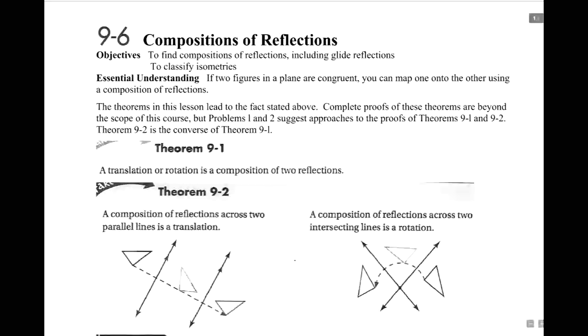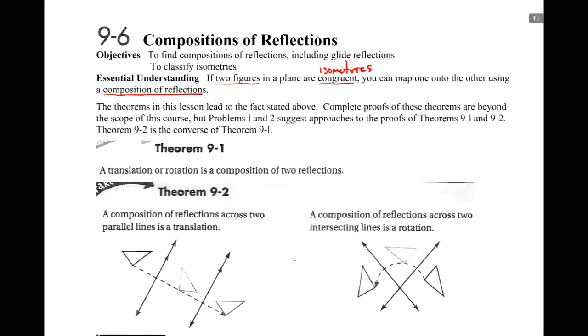9.6 Compositions of Reflections. This is our very last section. How exciting. All right, we know what compositions mean. That means we are going to have multiple things going on. And the main idea here is that if two figures in a plane are congruent, that means we have isometries, right? We have isometries, which means we are doing either translations, reflections, rotations. So if two figures are isometries, you can map one onto the other using a composition of reflections.